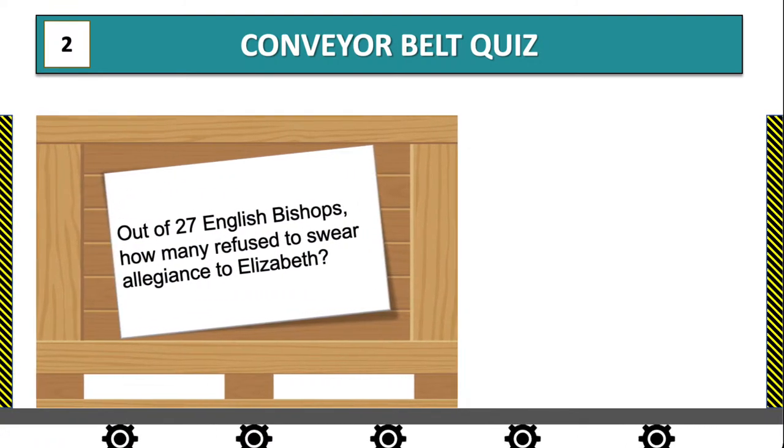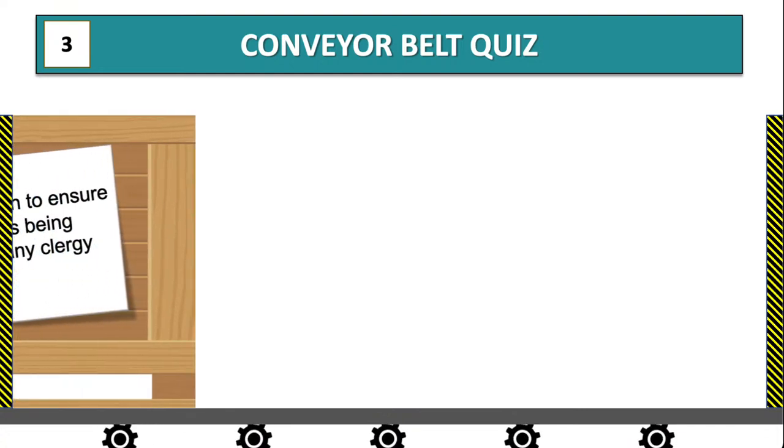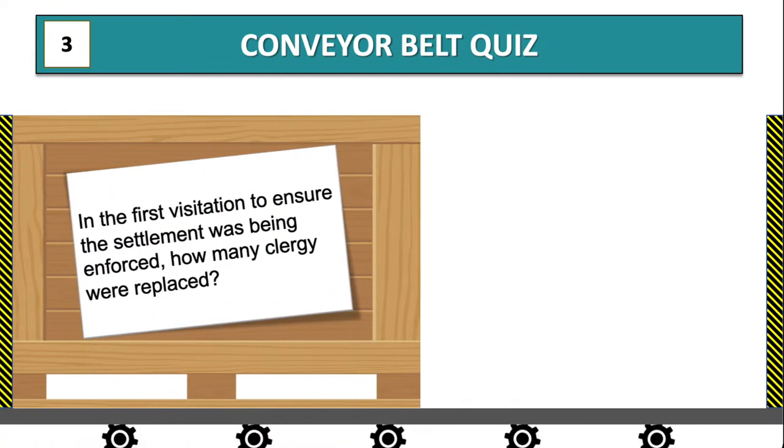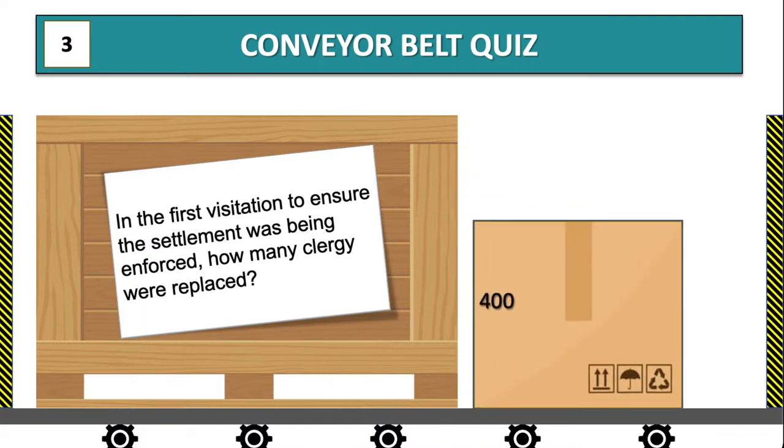Out of 27 English bishops, how many refused to swear allegiance to Elizabeth? That was 26. So well done, Rachel. I think she got that one. Very good. In the first visitation to ensure the settlement was being enforced, how many clergy were replaced? That was 400. I don't know if anyone suggested an answer for that one.